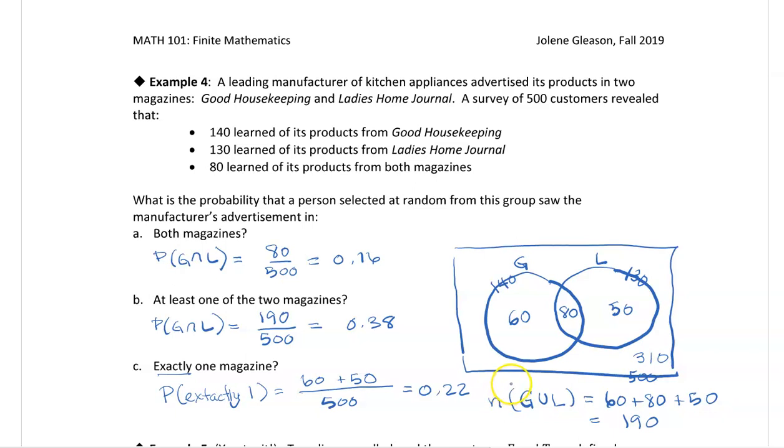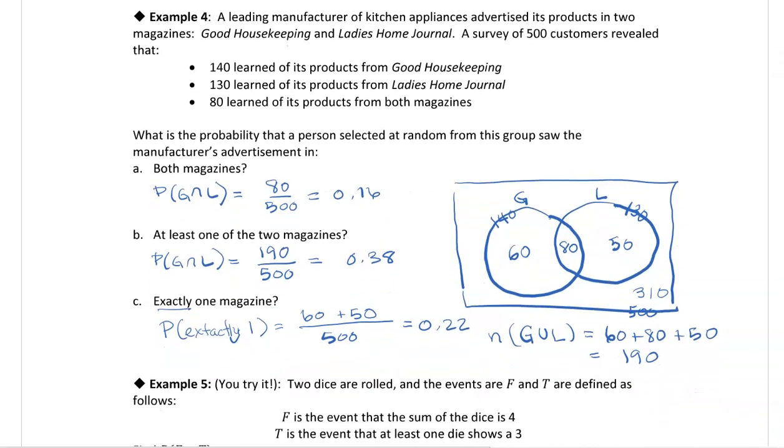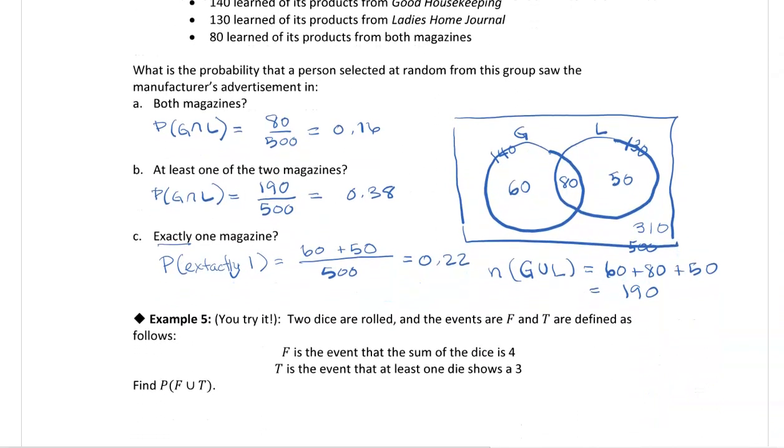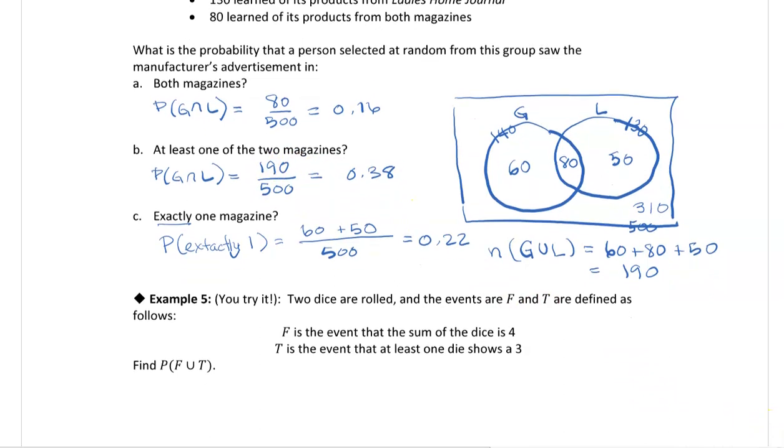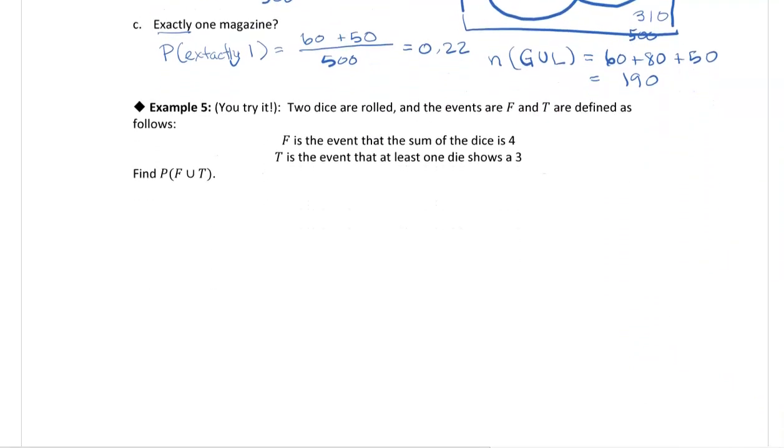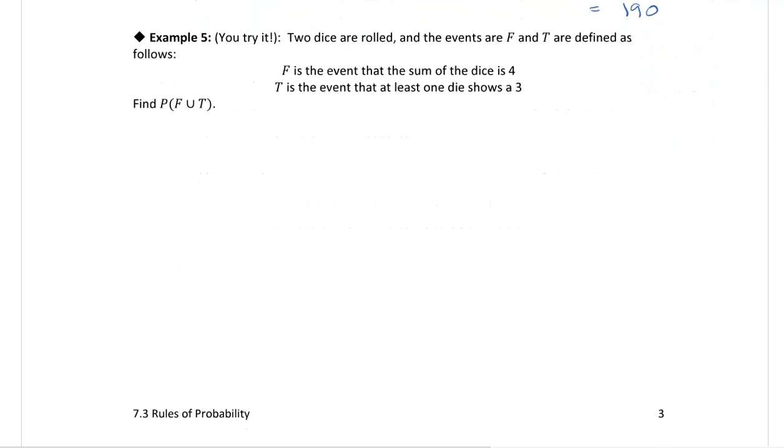So this is really no different than those Venn diagram problems we were doing in the last chapter. It's just that now we're working with probabilities, so you're dividing by the total number in the sample space. Okay, let's look at the next example. This is actually one I intended for you to try. So if you want to pause the video and read this problem and give it a try, you can do that now.